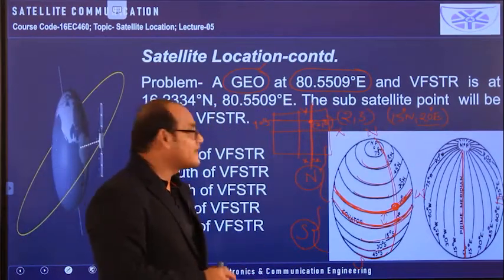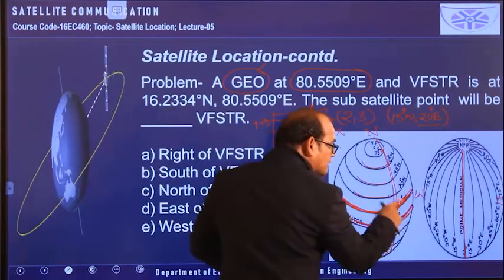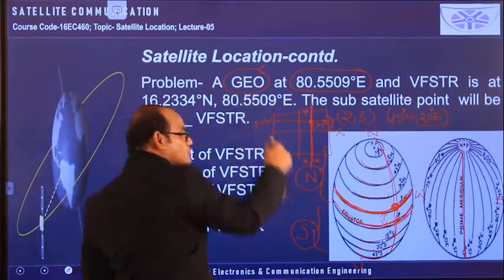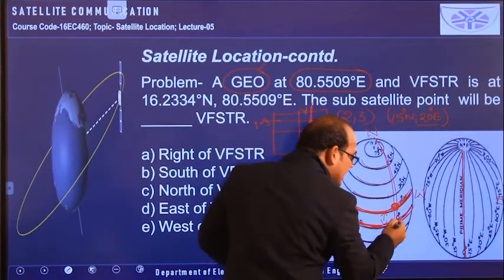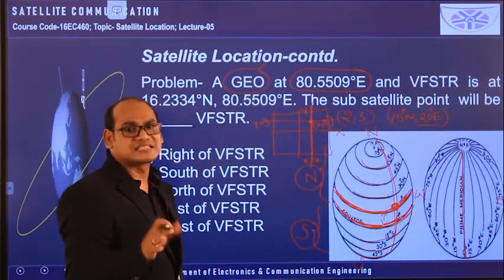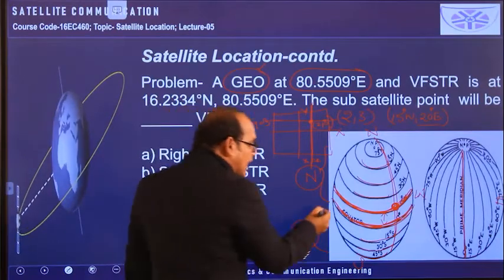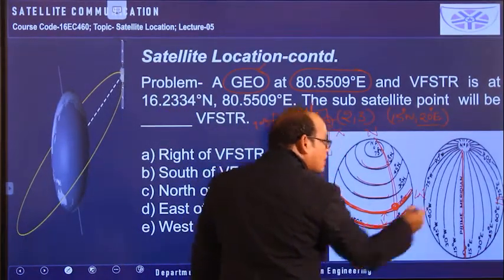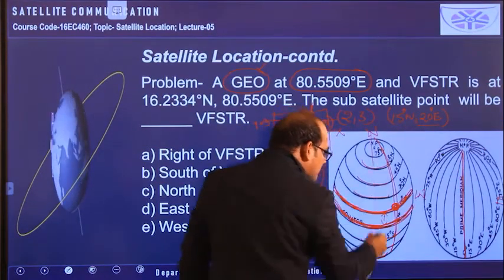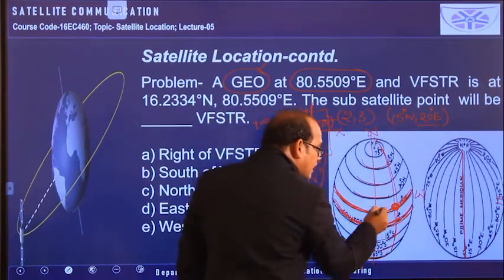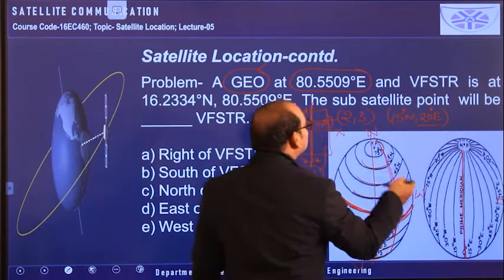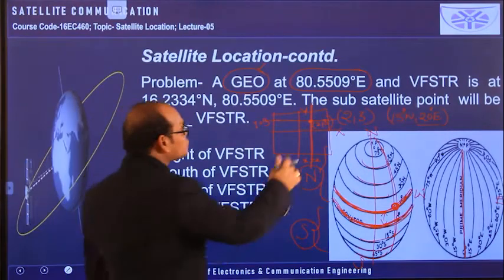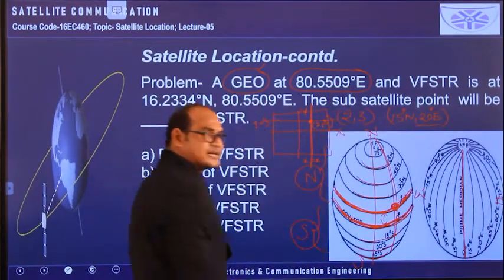So like that we have to travel on the equator only, because the latitude is not mentioned for the geo satellite. Nothing is mentioned means you can take 0 degrees latitude only. Okay, so this much information is already given. On this equator we have to travel towards the east side from the prime meridian. This is the prime meridian. So on this equator we travel east up to an angular distance of 80.5509 degrees east, and we will get the subsatellite point at that location.